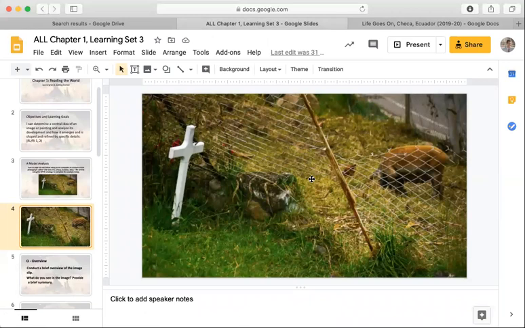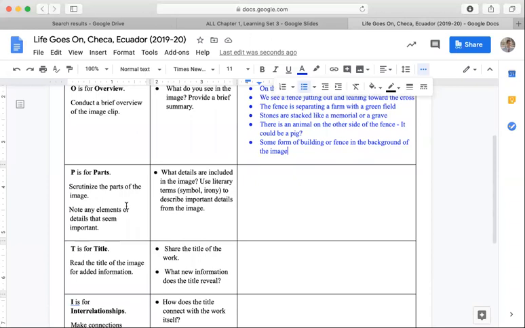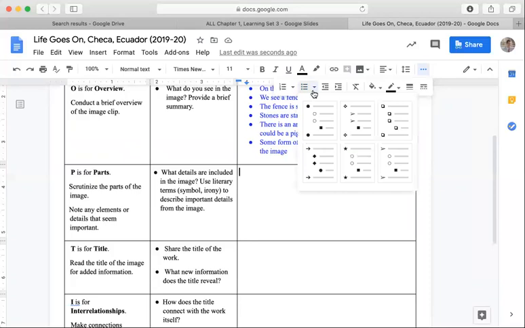The next thing that we're going to do is start to break apart some of those parts we listed. So you're going to scrutinize the parts of the image. Note any elements or details that seem important. So you're asking yourself what details are included in the image, and then use literary terms such as symbol or irony to describe the important details from the image. We're really going to talk a lot about the symbolism in the image and maybe use those symbols to drive what we think the main idea might be.